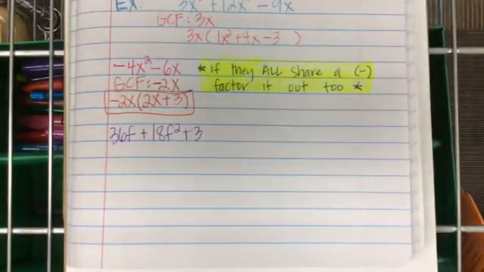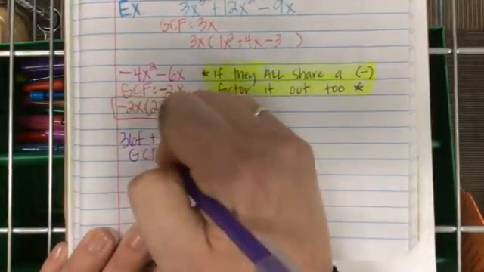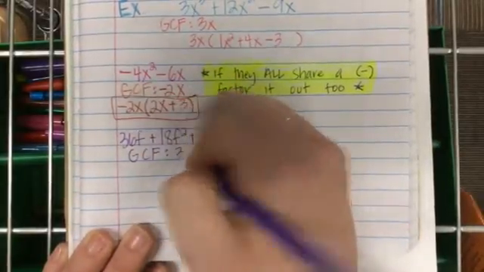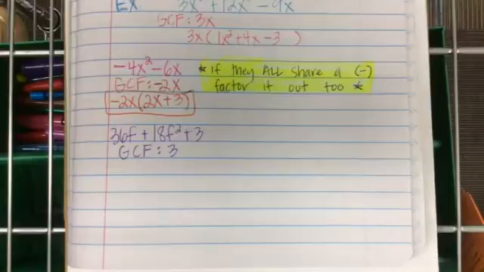What can they all be divided by, Eli? 3. So the greatest common factor is 3. Should have changed colors on you, sorry. So I'm going to take that 3 and put it at the beginning.